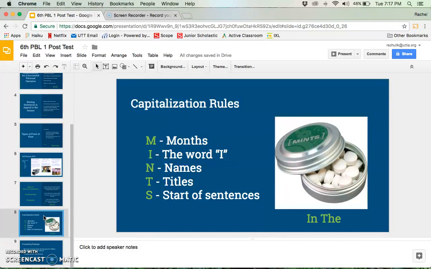Then we talk about titles. When you're talking about the title of a book or of a movie, you always capitalize those words too. So if you're saying, "I'm reading Dr. Seuss's book, Green Eggs and Ham," you capitalize G, you capitalize E, and you capitalize H. And then if you said, "I watched Lion King," you capitalize L in Lion and K in King. And then you always start your sentences with a capital letter. And here's our next clue, in the. So far we have Rocky Mountain, in the.